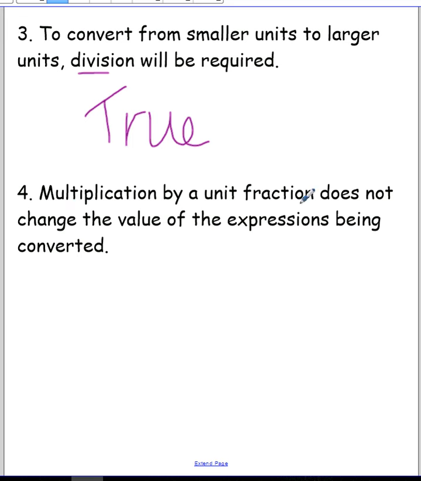Multiplication by a unit fraction does not change the value of the expressions being converted. Well, again, unit fraction means a fraction equal to 1, and anything times 1 stays the same. So it's helping us to convert units of measurements, but it doesn't actually change the value. So that is true as well.